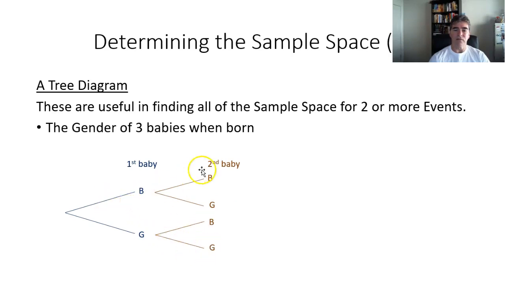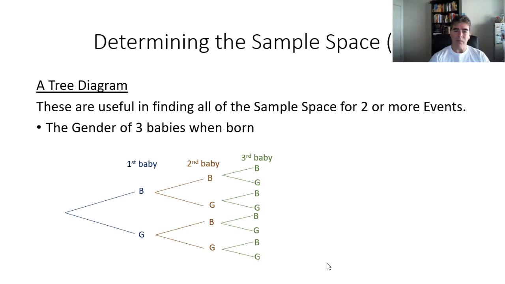So for 2 babies, we can have boy, boy; boy, girl; girl, boy; and girl, girl. But we don't want 2 babies, we want 3. So we're going to now have 2 possibilities off each of those. Again, I might have squashed it a little bit, but I think I can get my diagram in okay. So for our third baby, again, 2 possibilities coming off each of those. So there's our tree diagram for 3 babies, or 3 children.